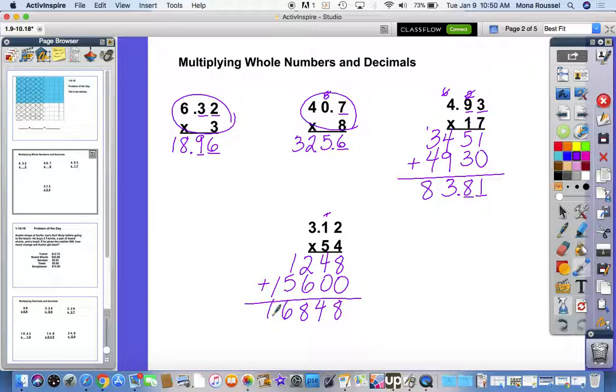And now we have to place the decimal. We have 2 decimal places in the first factor, no decimal places in the second factor. So we have a total of 2 decimal places in the product to get 168 and 48 hundredths.